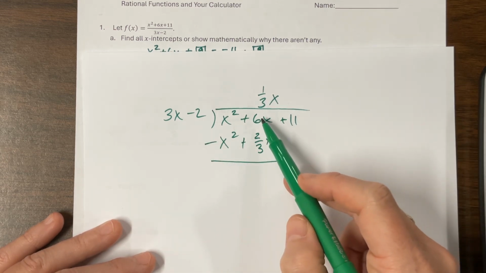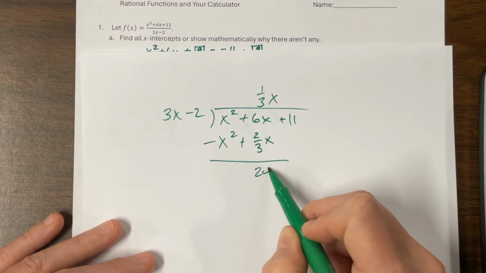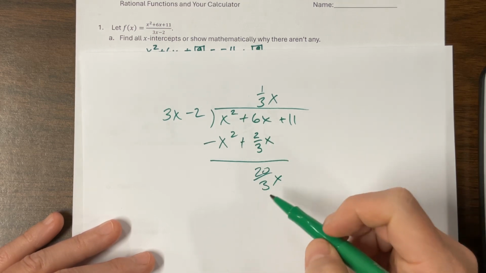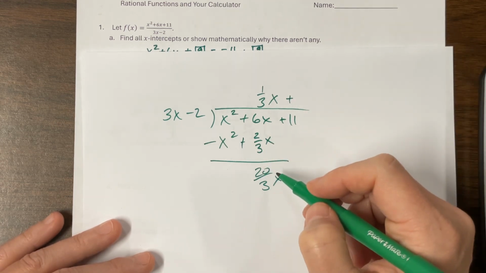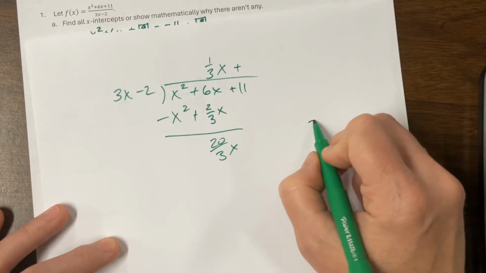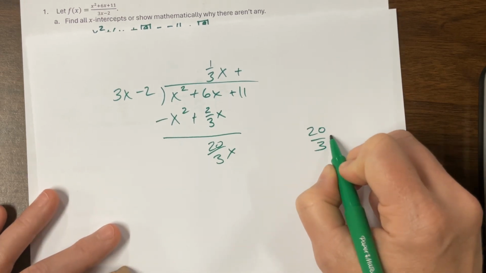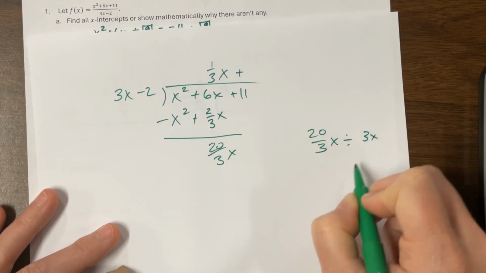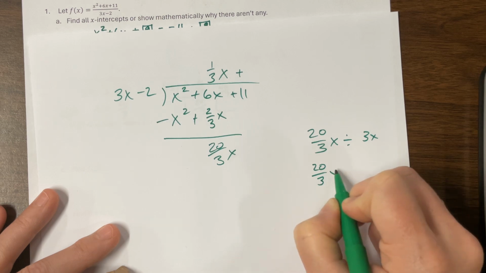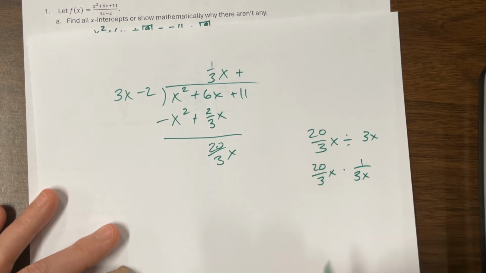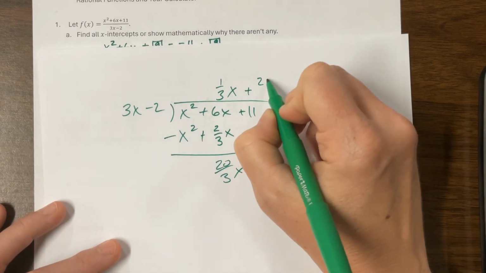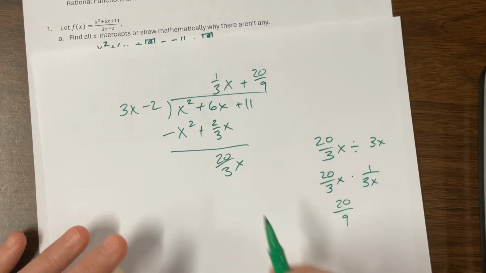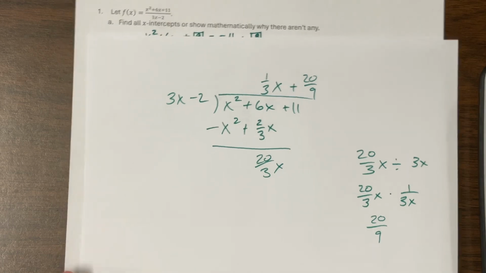Subtract. This is 18 over 3 plus 2 over 3. It was 20 over 3x. And then when I divide that, I get this. We saw, this is annoying. 20 over 3x divided by 3x means that I have 20 over 3x times 1 over 3x. The x's will cancel, and this gives me 20 over 9. I can keep going, but I don't need to find the slant asymptote. Oh, y'all, that was annoying.